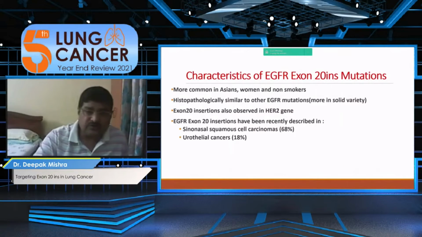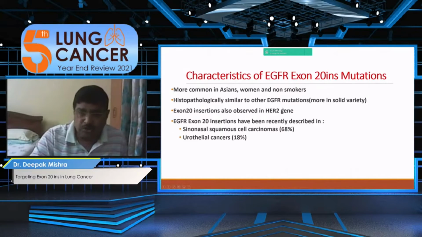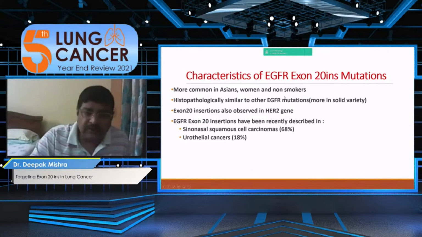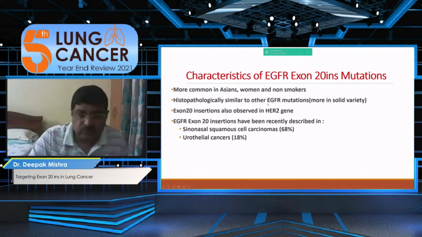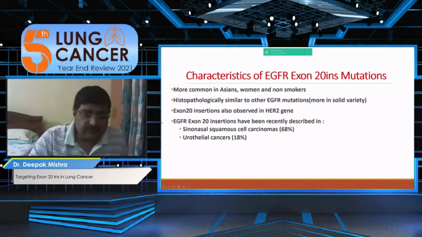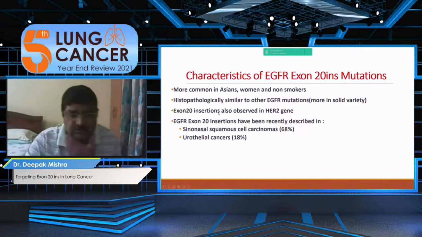So what is the characteristic of this exon 20 insertion mutation? It is most commonly seen in Asians, particularly in women and in non-smokers. Histopathologically, it is similar to other EGFR mutations, mostly in solid variety. And these insertions are also observed in the HER2 gene.